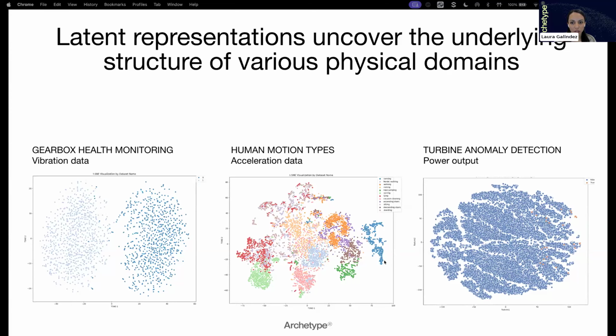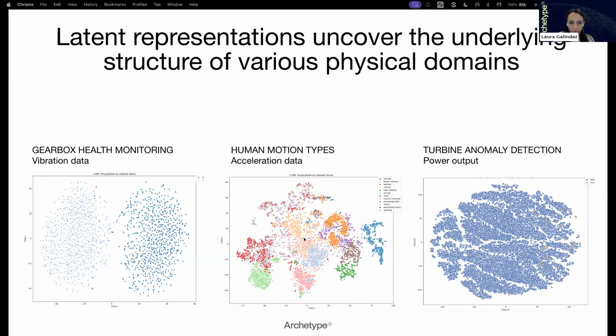So take the gearbox example on the left, where vibration data from healthy and faulty gearboxes separates cleanly into two different clusters, or human motion types according to accelerometer data for activities like running, walking, cycling, and so on. And here we see that the embedding space organizes itself into rich, well-separated clusters, each of them characterizing a different physical signature in the domain of human motion.